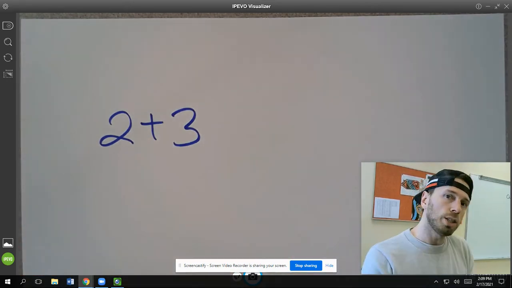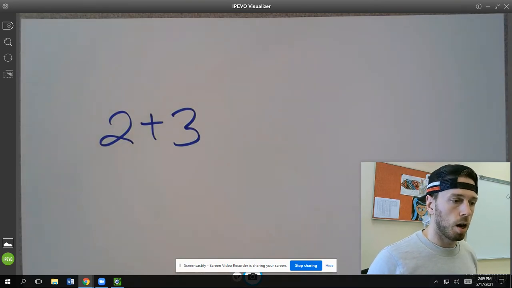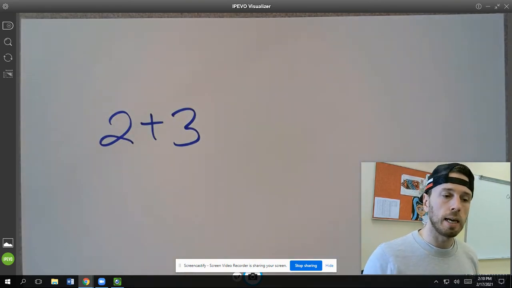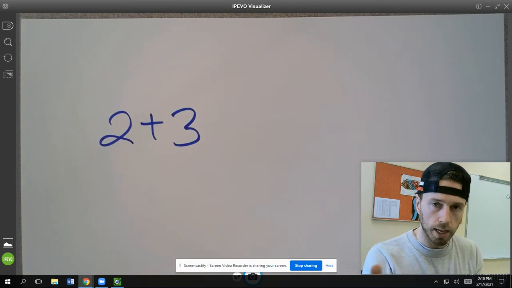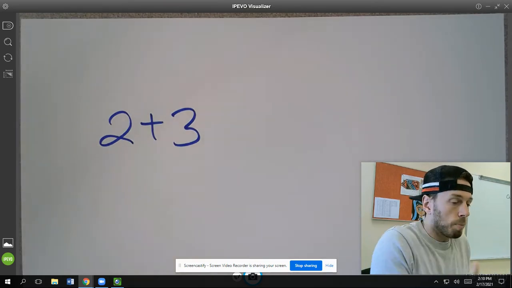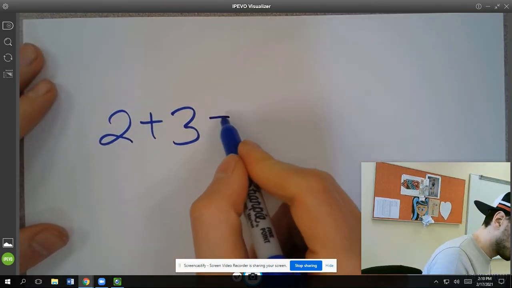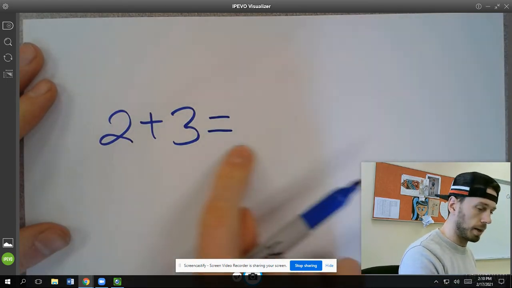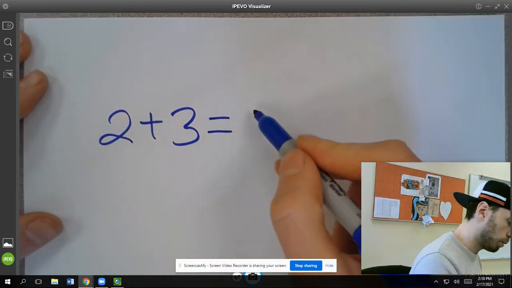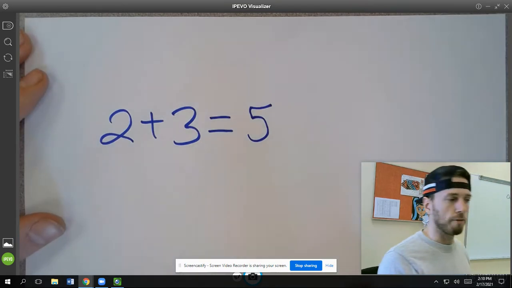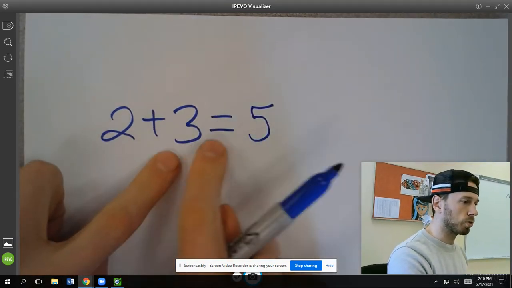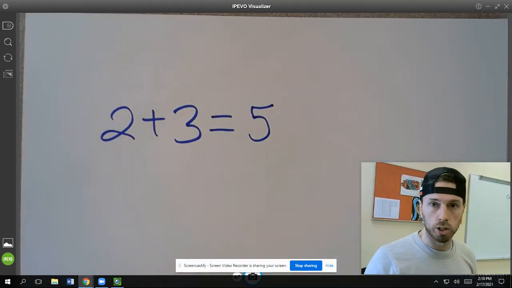Well, equations are a little bit different because equations are also a statement, but they state that two things are the same thing. They're equal to each other. You might see an equation written like this. Equations have equal signs, and then to complete this statement, to make this true, we would put a 5 here. And we could say that 2 plus 3 equals 5. And this is what an equation is.